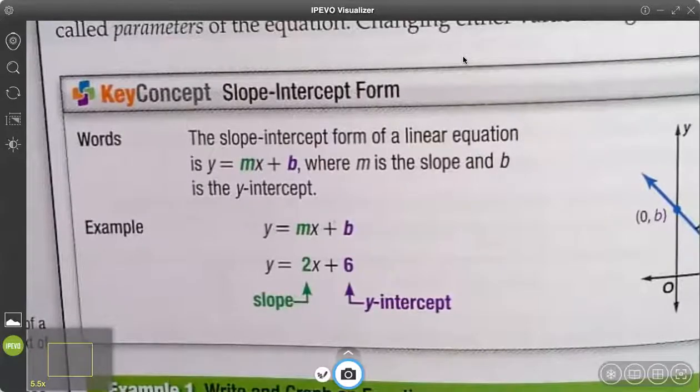This video is on graphing equations using slope-intercept form. It is graphing linear equations. Linear means straight line. Every equation we graph will be a straight line.